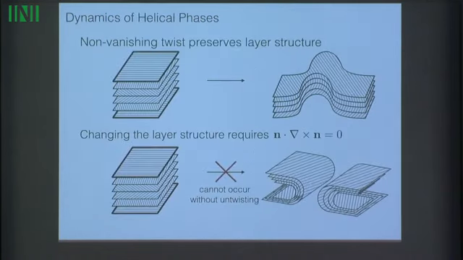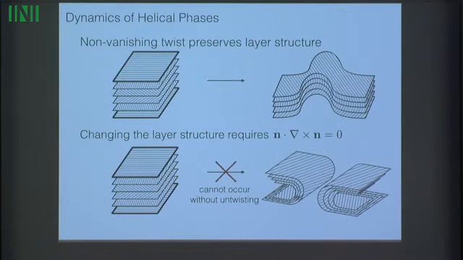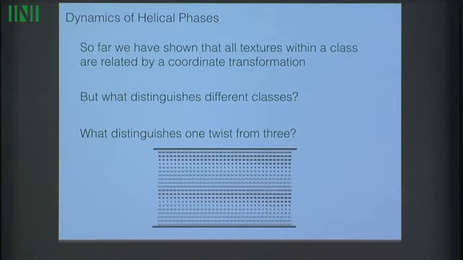So what do you learn from this? You learn that when we set up our silly little model where we only cared about the twist, all the configurations in the same class are related by a coordinate transformation, which means that all the configurations in the same class have a somewhat similar layer structure. Something looks kind of similar in this regard. And if you wanted to go from a cholesteric that looked like this to something that looked like this, you have to pass through a configuration where n dot curl n is 0 in some region.